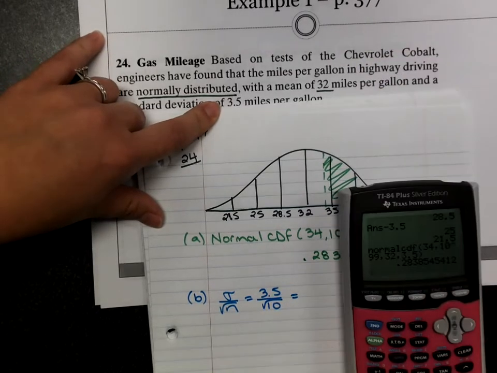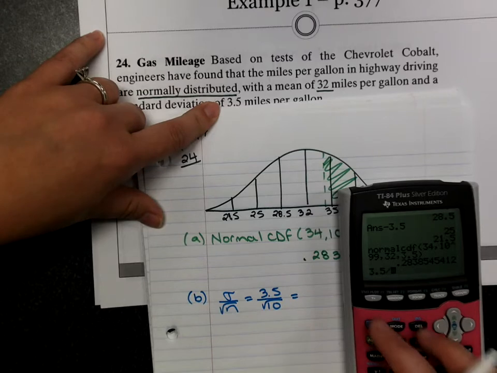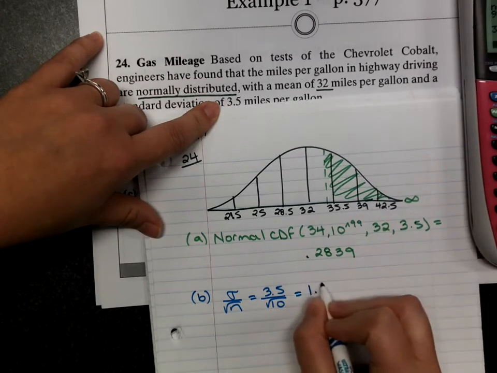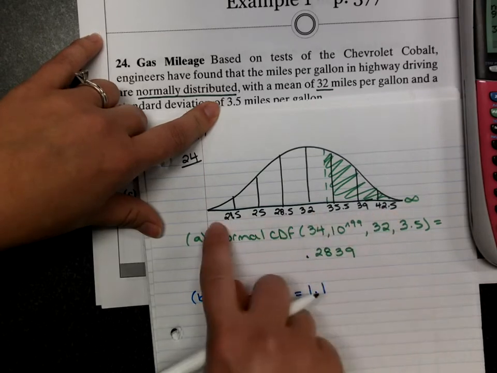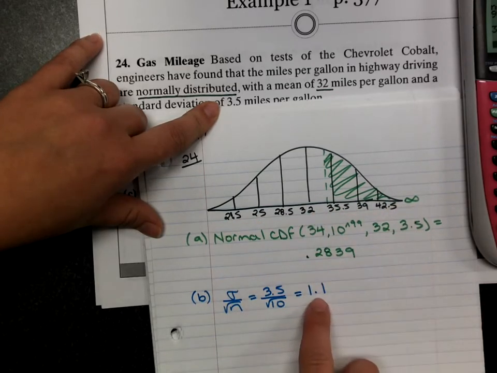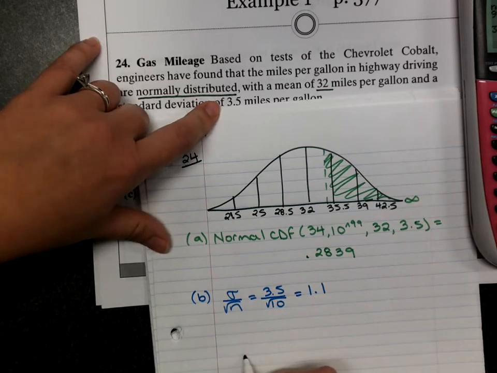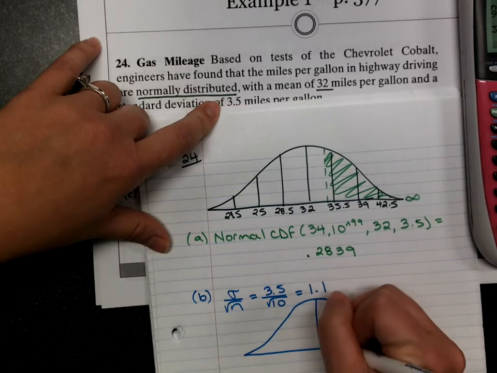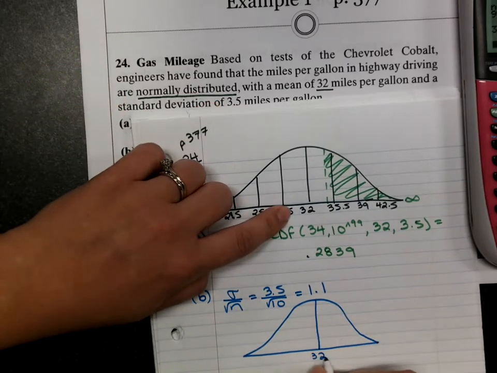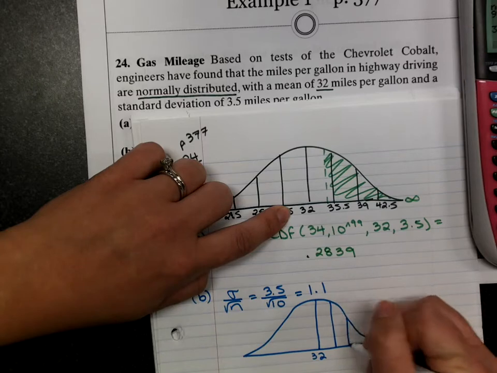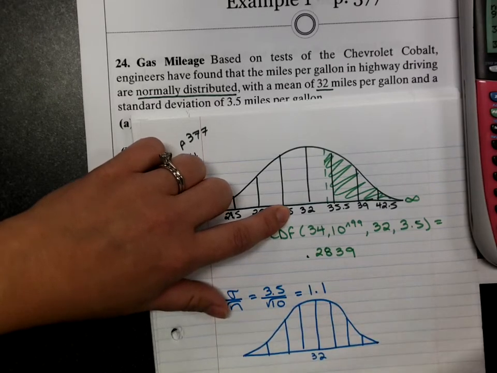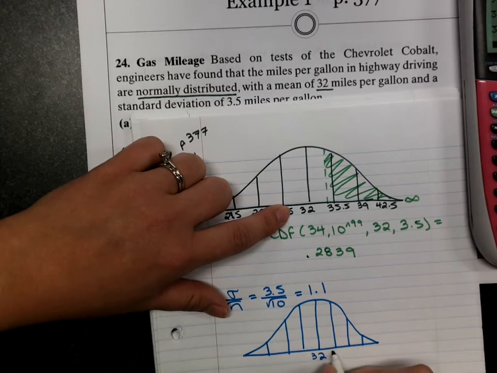And I'll round that off. 3.5 divided by the square root of 10 gets me down to 1.1. So our standard deviation, or our spread, just went from 3.5 down to 1.1. So if I redraw this curve, it just got taller and skinnier. Still centered at 32, but this time the standard deviations are much narrower, and we only add 1.1.